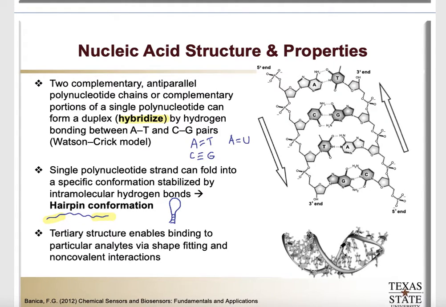And as you can see here on the right hand side, this is a hairpin configuration, but you can see that the geometry is not just like a straight hairpin as what I drew here, right? There's going to be a three-dimensional structure to it. And that tertiary structure is what provides the right fit and the right presentation of functional groups to enable binding to a particular target. And that's something that is going to be important for biosensing because the nucleic acid needs to be able to bind selectively to a target molecule.